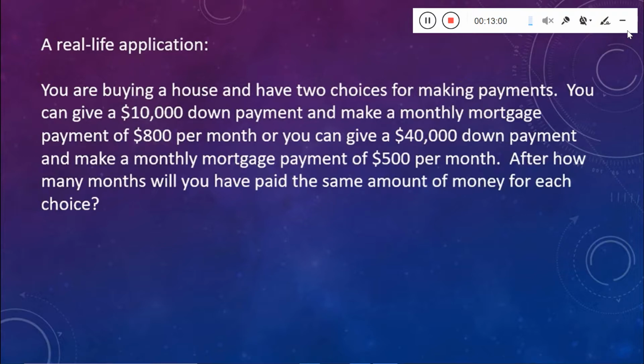So what we're going to be doing here is setting up some linear equations for each of these choices that we have. And the question wants to know, after how many months will we have paid the same? So that's sort of our cue here, that we're going to take those equations and set them equal to each other. We'll be doing that very shortly.